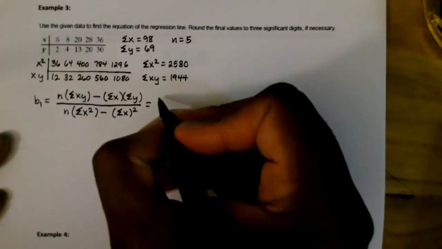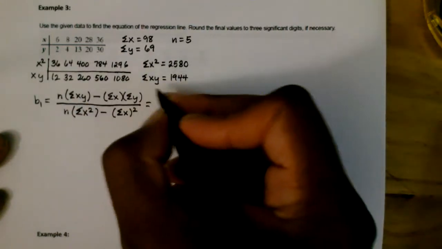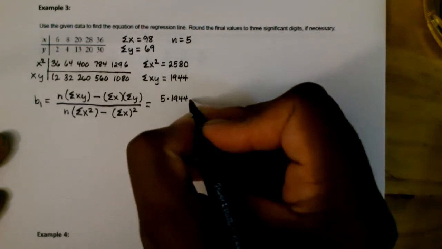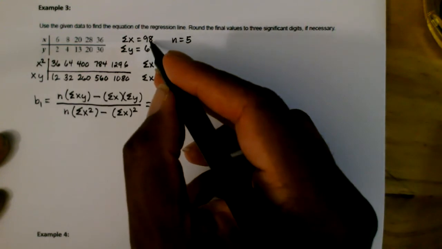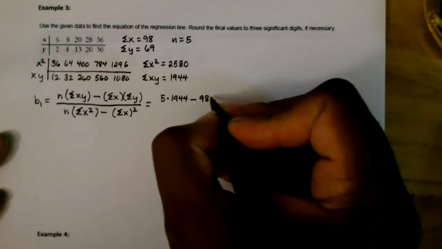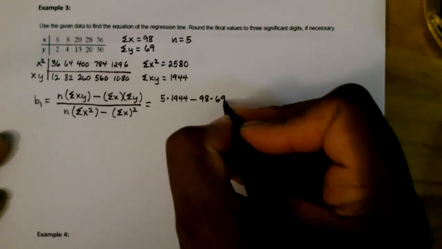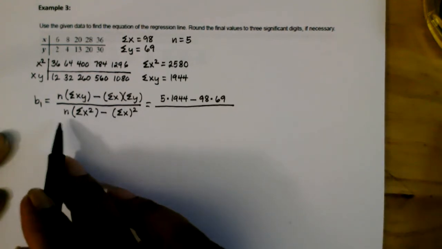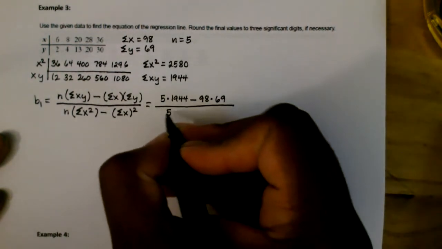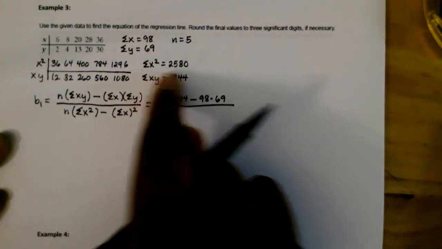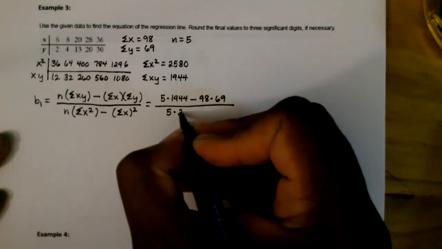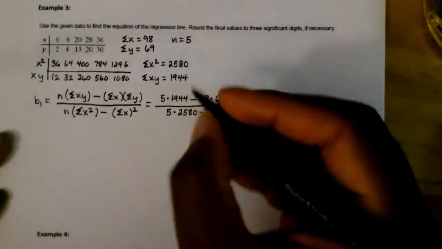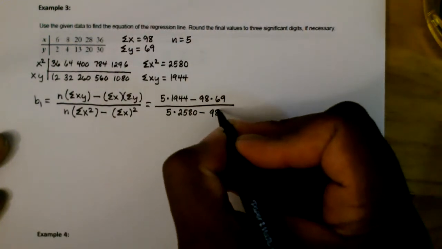Your n is 5, so that's going to be 5 times the sum of the xy, that's 1,944, minus the sum of the x, that's 98, times the sum of the y, that's 69, all divided by the denominator, that's going to be n, which is 5, times the sum of the x squared. The sum of the x squared was 2,580, minus the sum of the x was 98, but that's going to be squared, so this will be 98 squared.